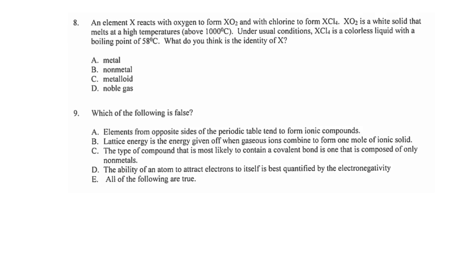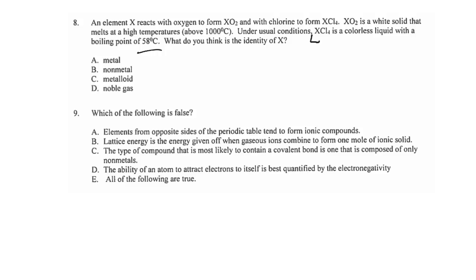So continuing along, an element X reacts with oxygen to form XO2 and chlorine to form XCl4. XO2 is a white solid that melts at high temperatures above 1,000 degrees C. Under usual conditions, XCl4 is a colorless liquid with a boiling point of 58 degrees. What do you think about the identity of X? Okay, well, let's think about this just a little bit.